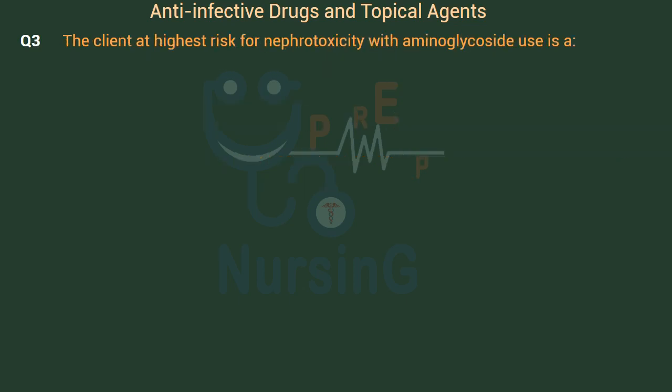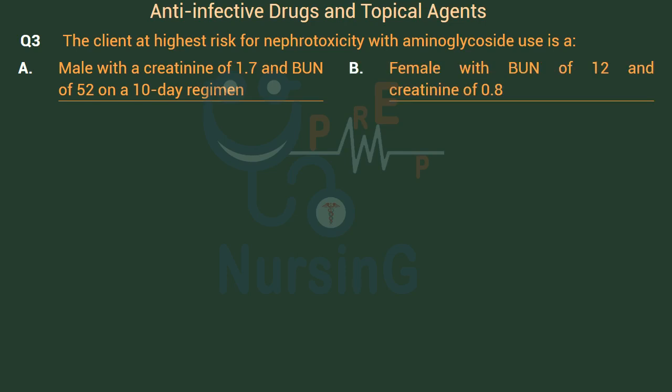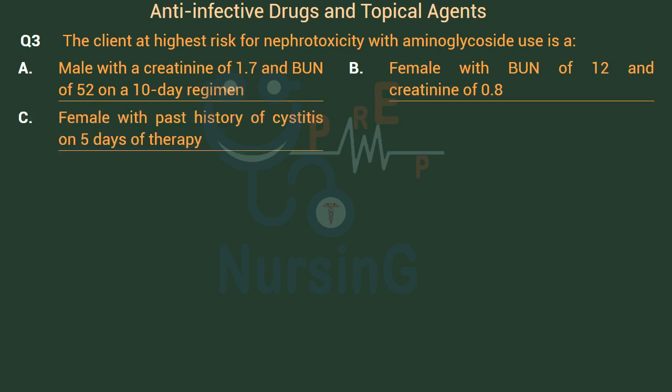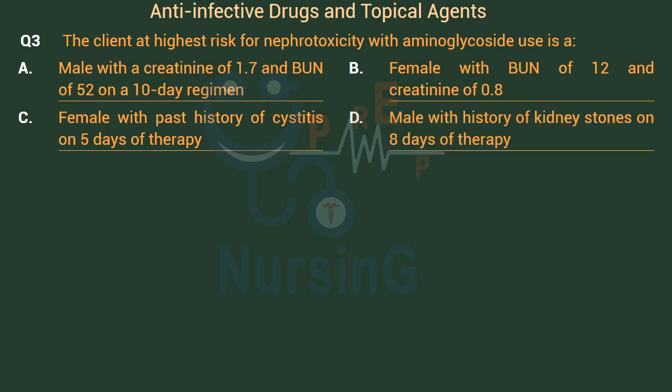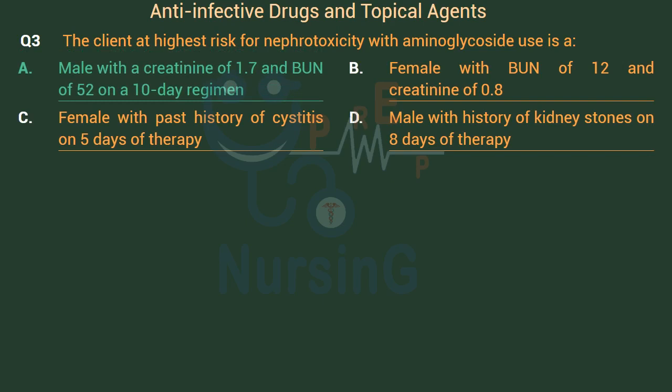The client at highest risk for nephrotoxicity with aminoglycoside use is: Option A. Male with a creatinine of 1.7 and BUN of 52 on a 10-day regimen. Option B. Female with BUN of 12 and creatinine of 0.8. Option C. Female with past history of cystitis on 5 days of therapy. Option D. Male with history of kidney stones on 8 days of therapy. Right answer is Option A. Male with a creatinine of 1.7 and BUN of 52 on a 10-day regimen.